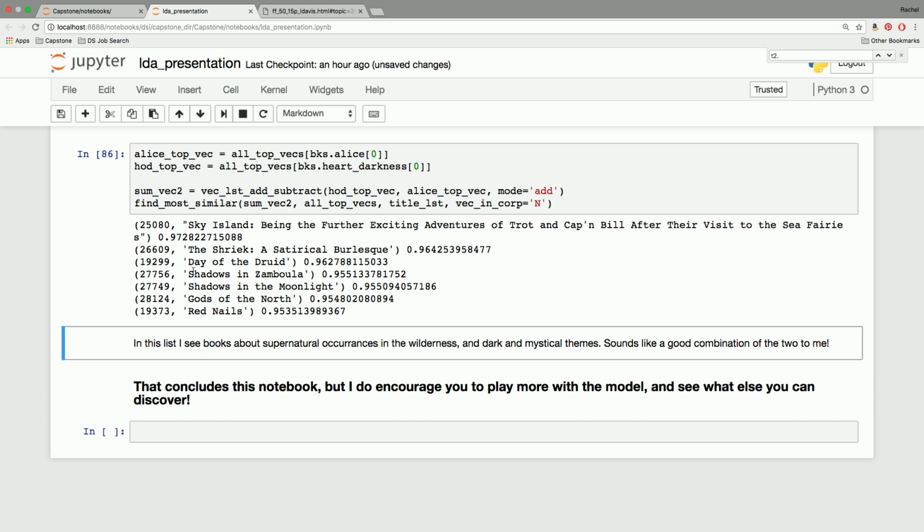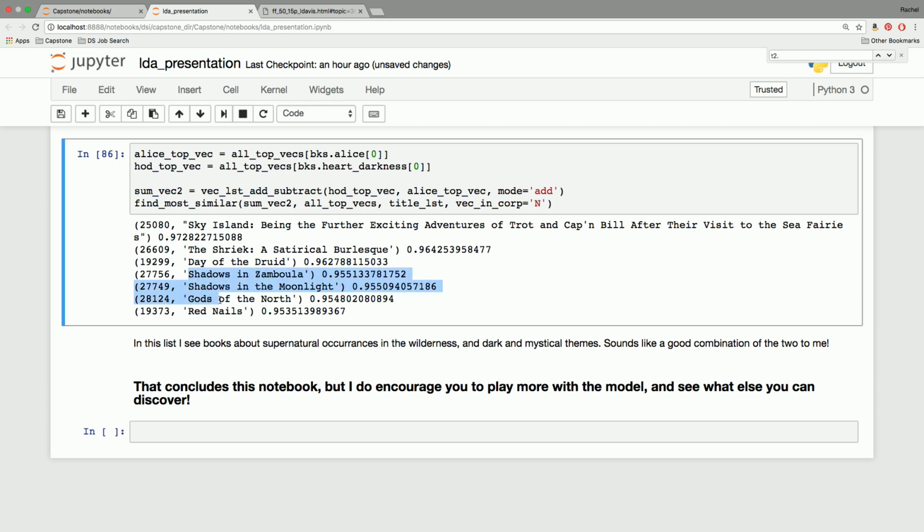Again, not super familiar with any of these books, but especially some of these titles here: Day of the Druid, Shadows in Zambula, Shadows in the Moonlight. Those to me kind of sound like books about supernatural occurrences in the wilderness with dark and mystical themes. So if you really like both Alice in Wonderland and Heart of Darkness, some of these may be some good books to check out for your next book.